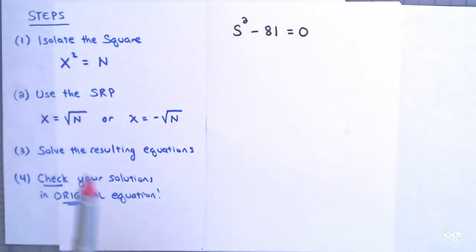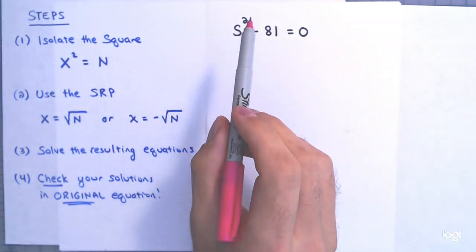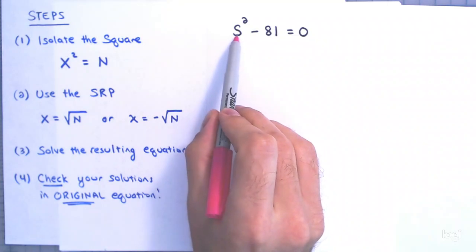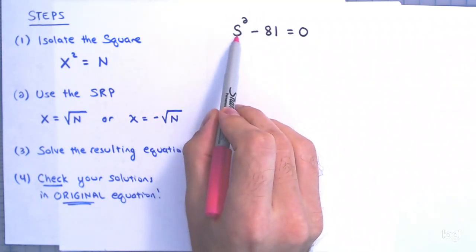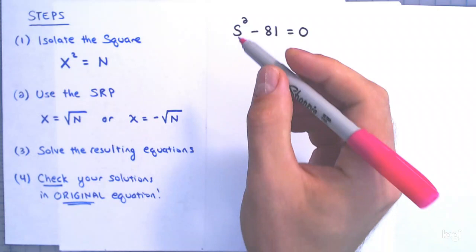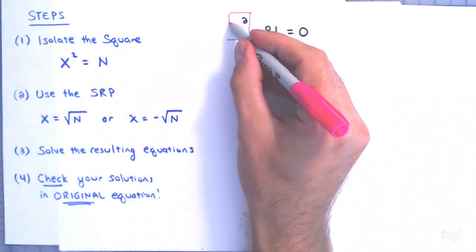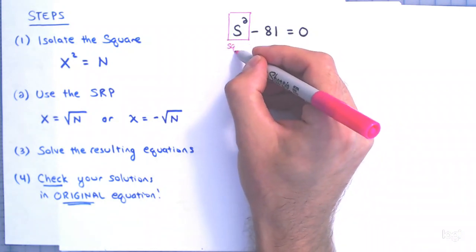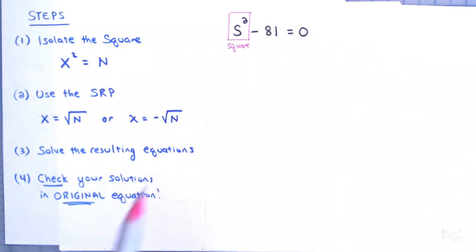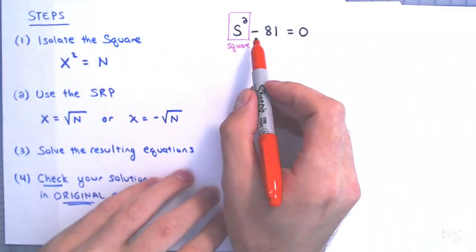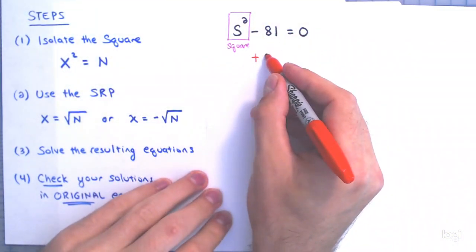So again, I notice there's a variable inside a square, in the base of a square, s squared. And there are no variables outside that square. There's no s anywhere else in the equation. The only thing being raised to the second power is the s, and I would like to isolate that first, get that alone on its own side. So in order to do that this time, I'll have to add 81.